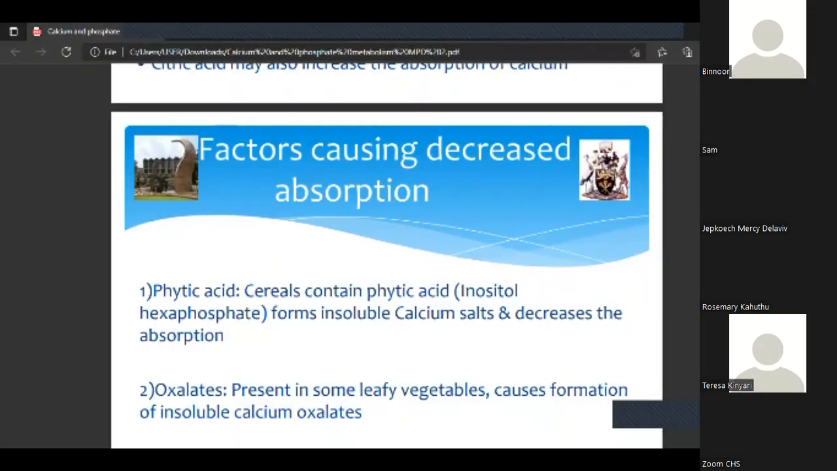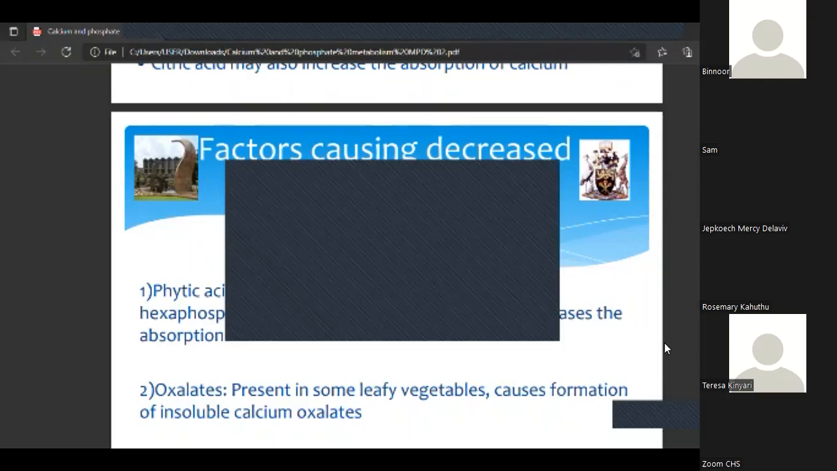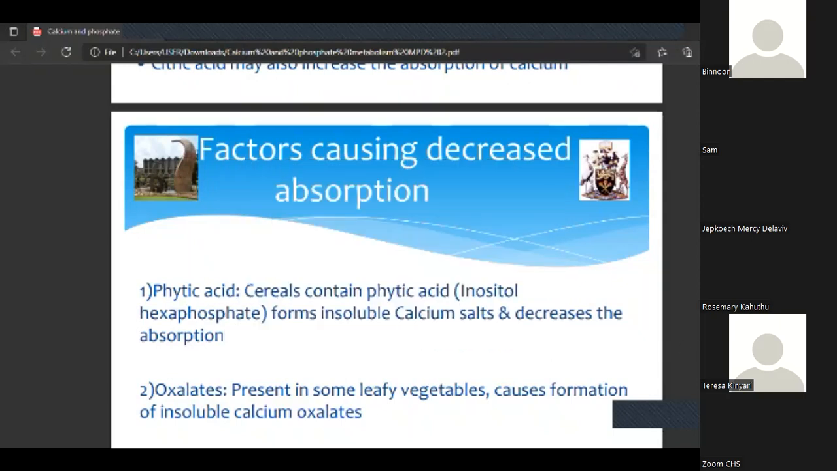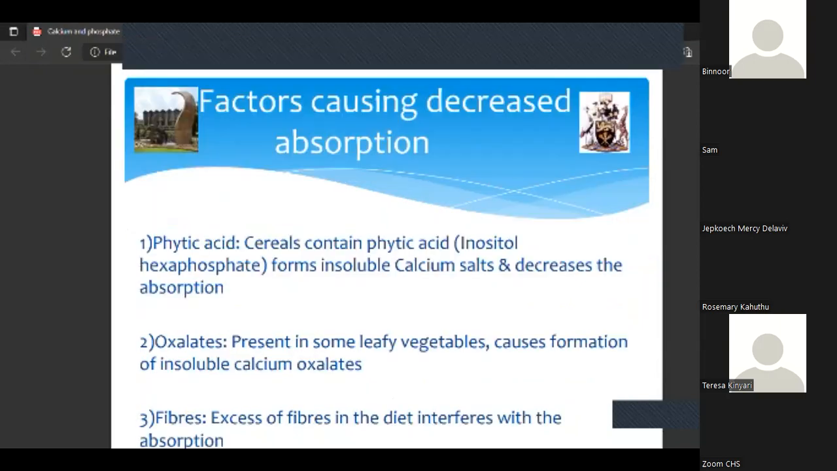Decrease absorption of calcium, and this one we said it's phytates, which we have in cereals, phytic acid, such as inositol hexaphosphate, and also insoluble calcium salts, which also decrease absorption. So think about cereals reducing the amount of calcium that we take, and it's been proposed that some of the porridges that some children take, which have a lot of cereals, may also put them at risk of getting rickets because of this.